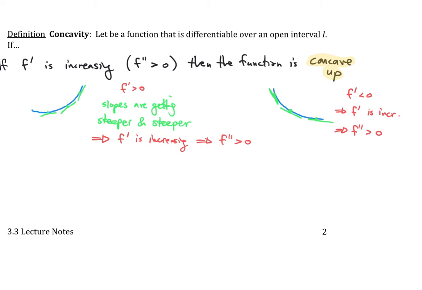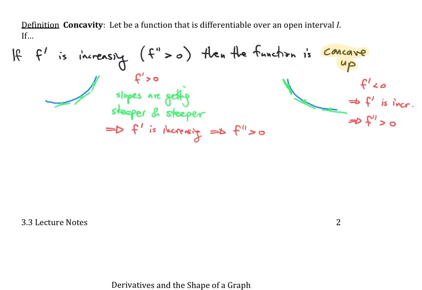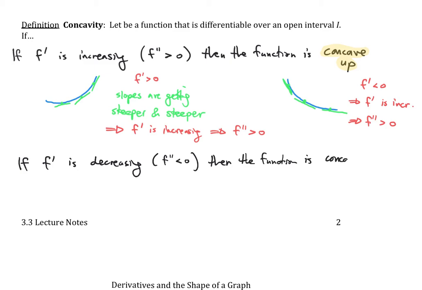All right, let's look at the next situation. The next situation is going to be the concave down situation. So if f prime is decreasing, in other words, the second derivative is negative, then the function is concave down. And I'm going to highlight the concave down just like I did the concave up over there.